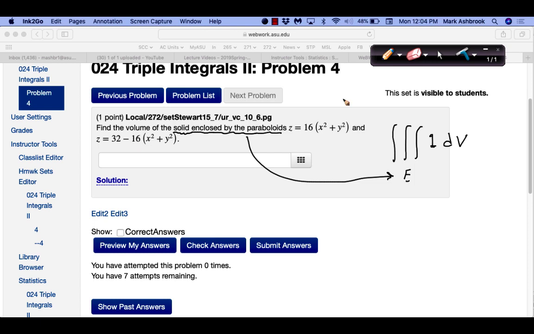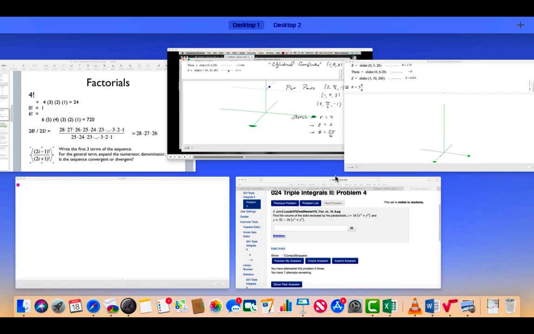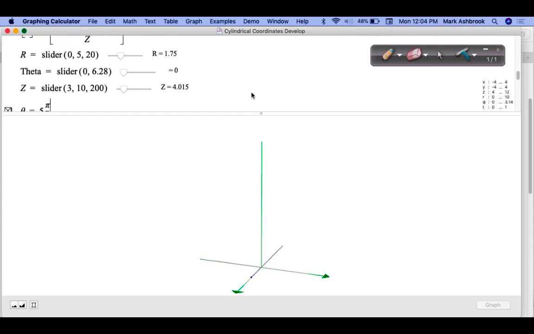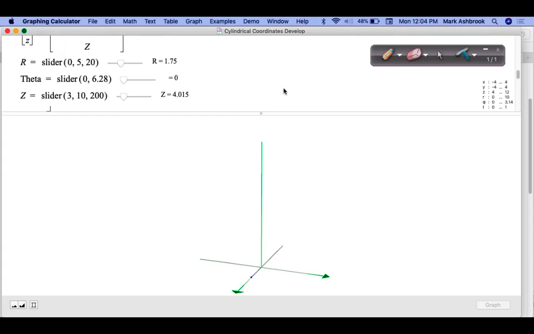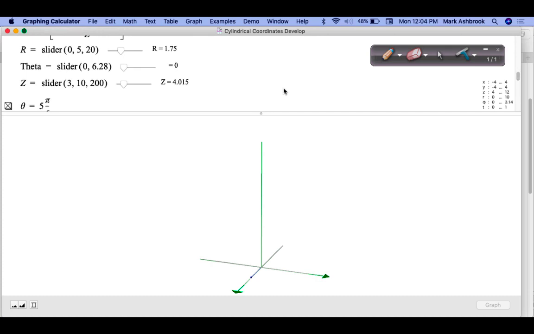Okay, so we want to talk about something called cylindrical coordinates, which is barely anything new. Once we see it, there's really hardly anything new to it, but cylindrical coordinates is an R3 coordinate system. It's just different than using x, y, and z.